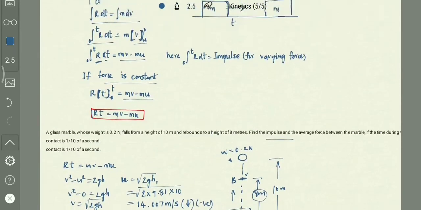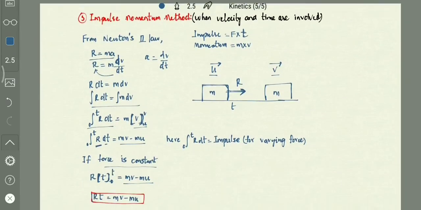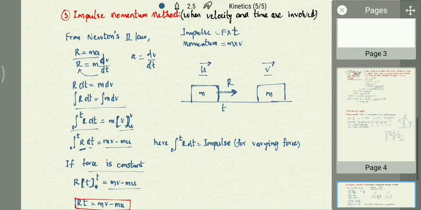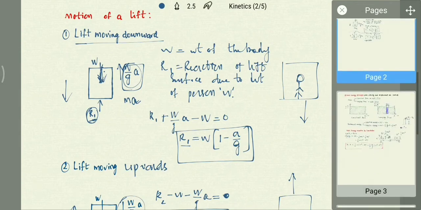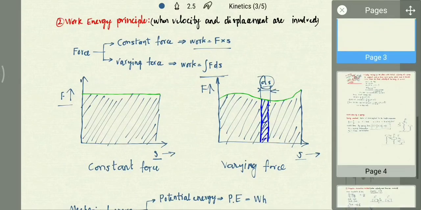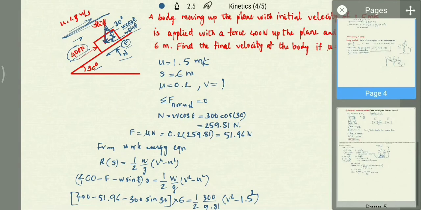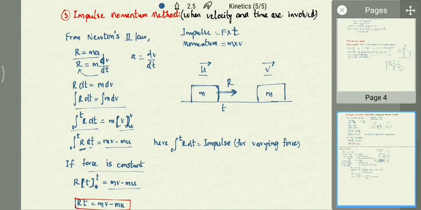So what we have seen today is how to solve kinetic problems using D'Alembert's principle, the work energy principle, and another one, the impulse momentum equation.